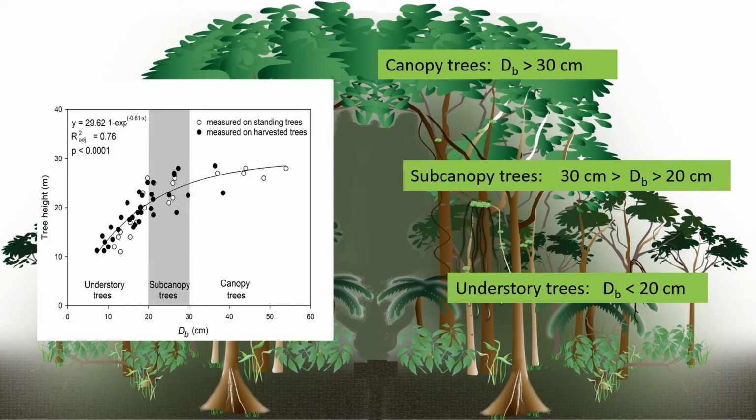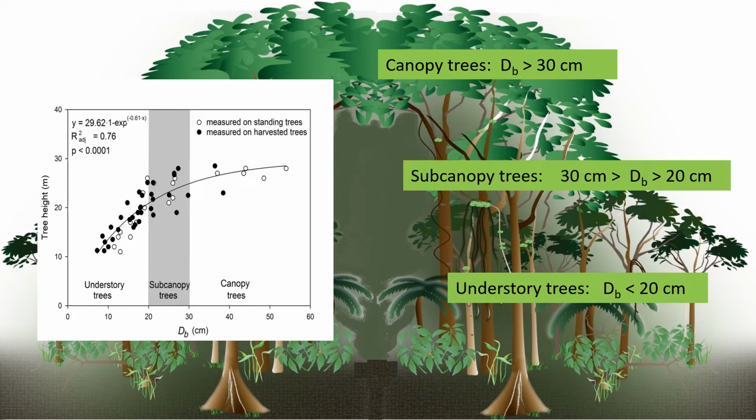In those 2 hectares, we assigned the trees to 3 different tree size classes according to a diameter-height relationship. Trees larger than 30 centimeters in diameter were assigned to be canopy trees with the assumption that those were not shaded by any other trees.